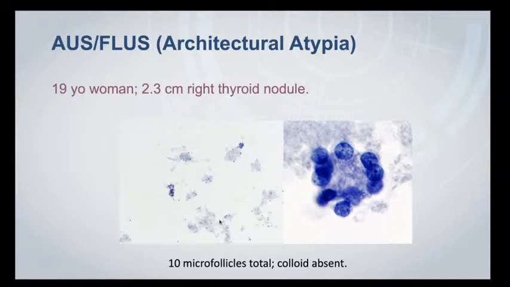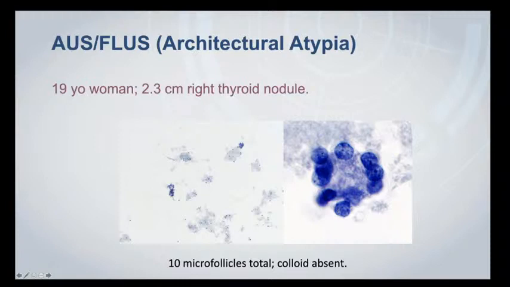So this doesn't have very much colloid. It's sparsely cellular. It was clearly a very bloody specimen. You're not getting a very good look at it. It had a total, I counted them, 10 microfollicles on the entire slide. And every single one of them was what we would call a microfollicle, right? A small group with crowded, overlapping thyroid follicular cells.